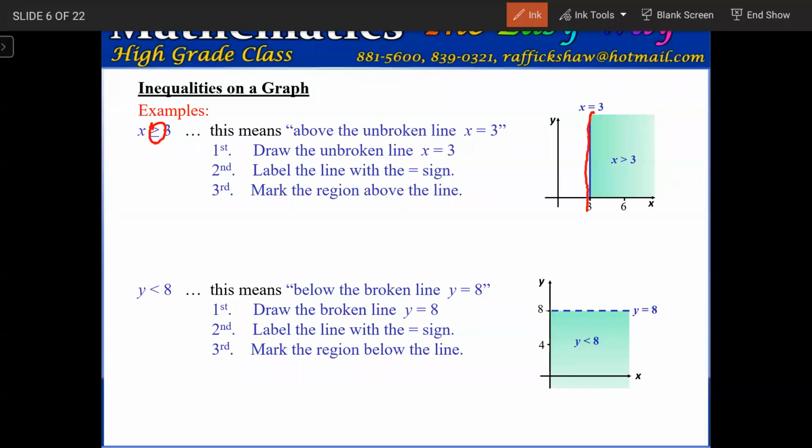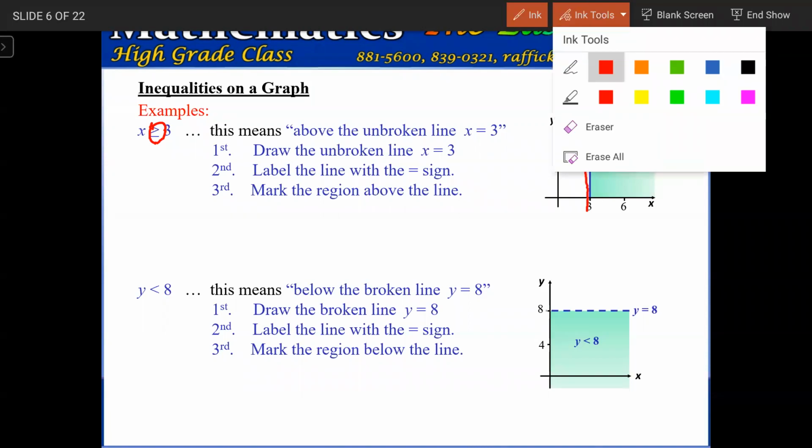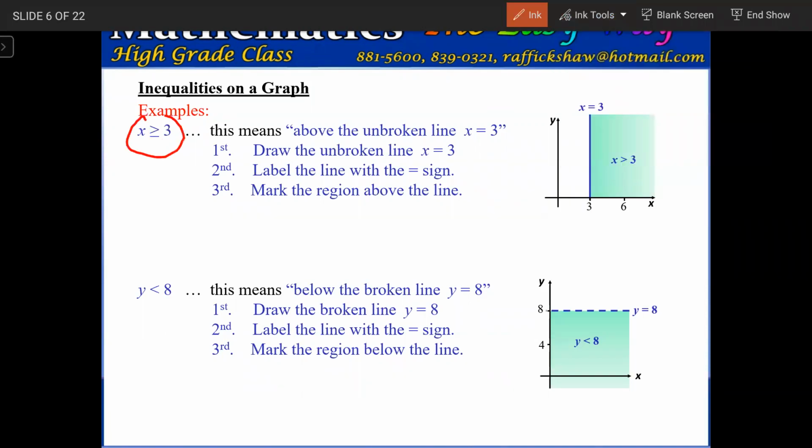So you draw the line solid. In this example up here, you want the line itself for the equal, so you draw it solid to show that you want the line itself. But you also want the region where X values are greater than 3, over here. So that's why you do that.